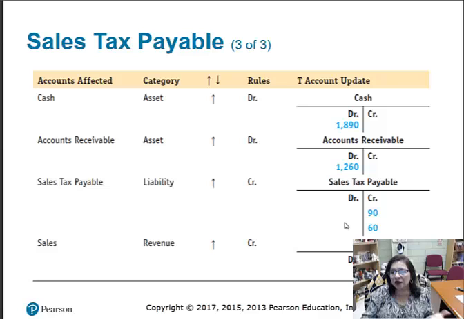Okay. So this is where you see it with your T accounts. Cash, 1890. Accounts receivable, 1620. Sales tax liability, here you see the 90 and the 60. And then your sales revenue is just your 3,000.